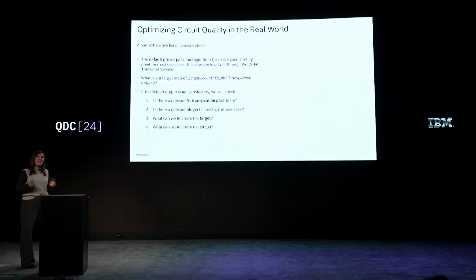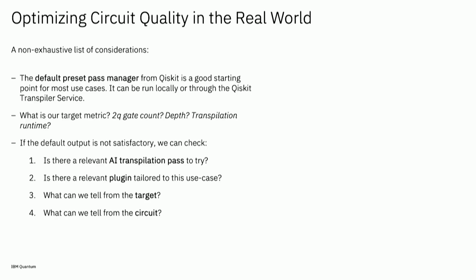So the idea here is that you will probably have to iterate a little bit and go through some trial and error. So we have pre-configured for you the preset pass manager. This is also accessible through a Qiskit transpiler service, so that's a pretty handy option. And we recommend just starting from there. It's pretty fast, and it will lead to really good results in most cases.